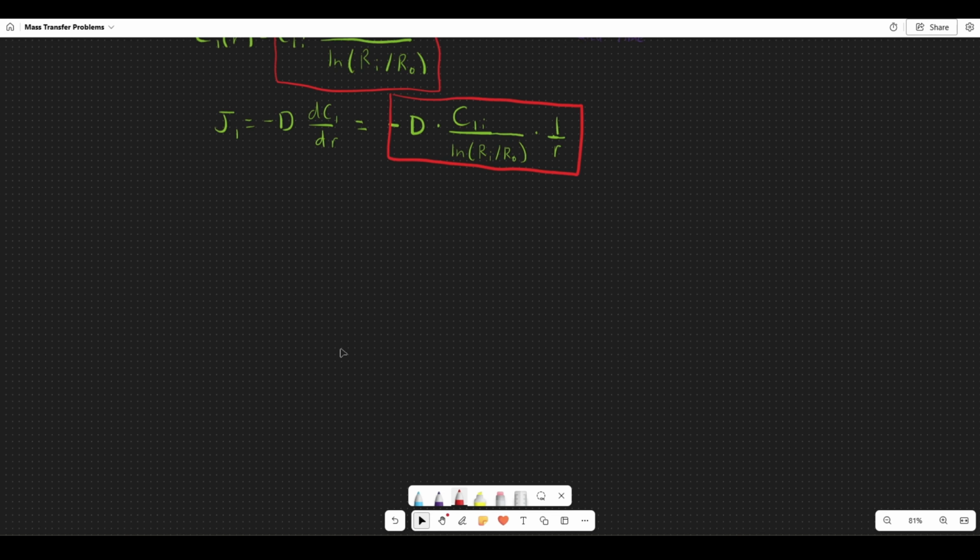Perfect. So now you might be thinking, okay, well, the problem is going to get much harder if we have a non-steady state problem, right? Let's say that we have a problem where now it's changing with time, right?